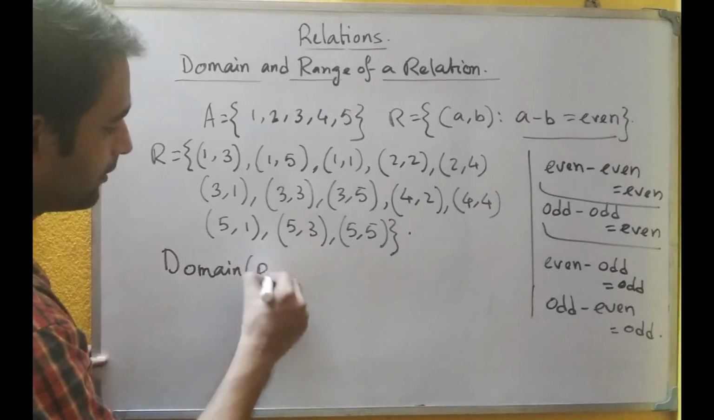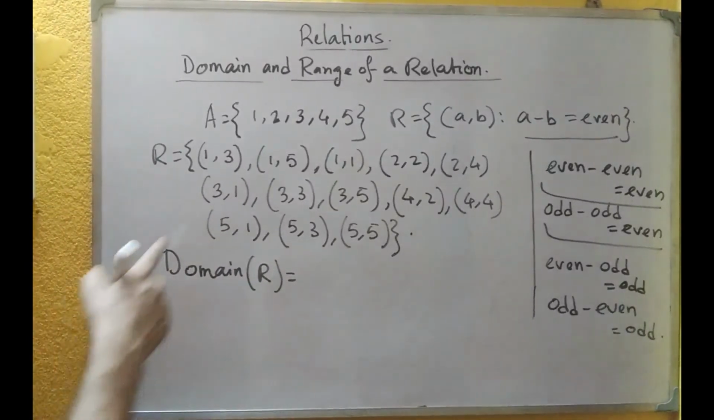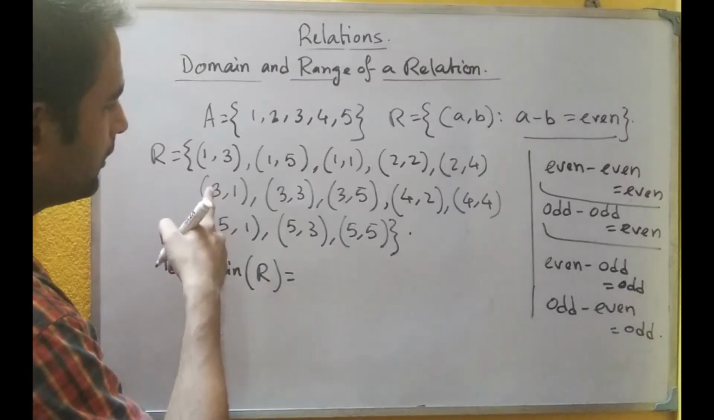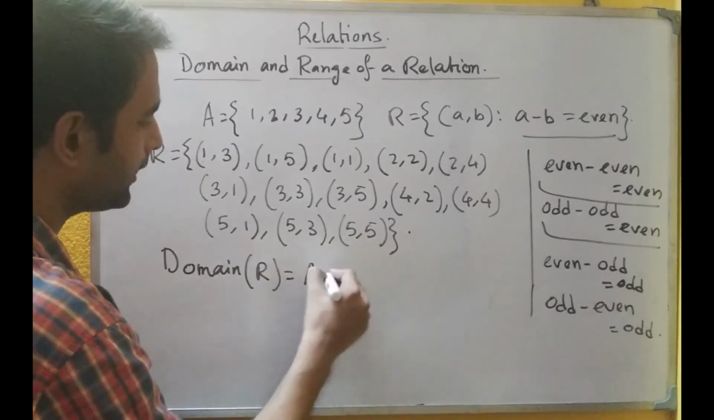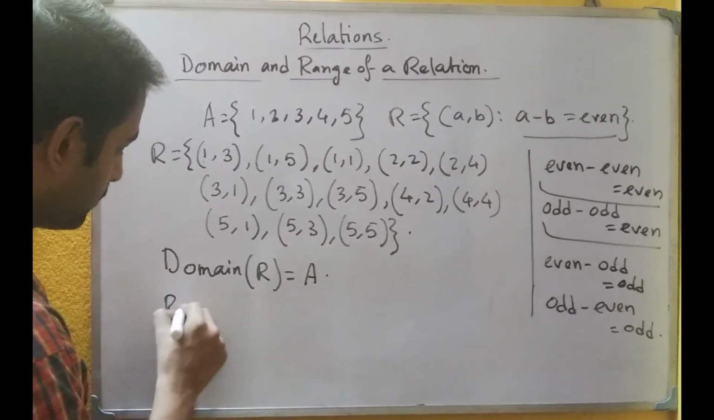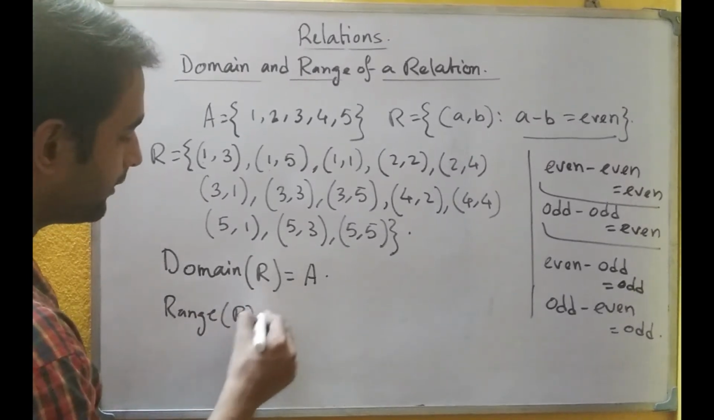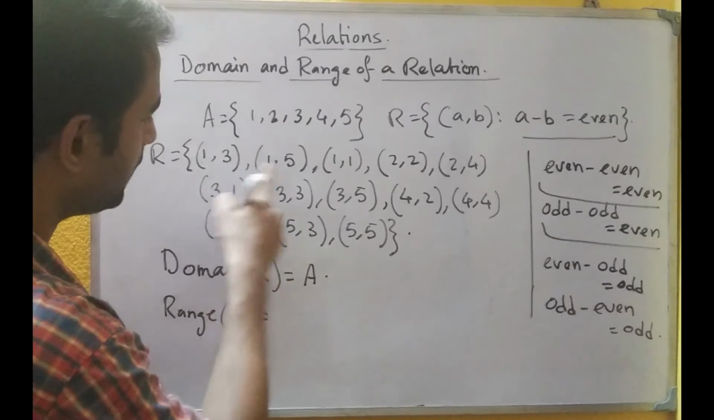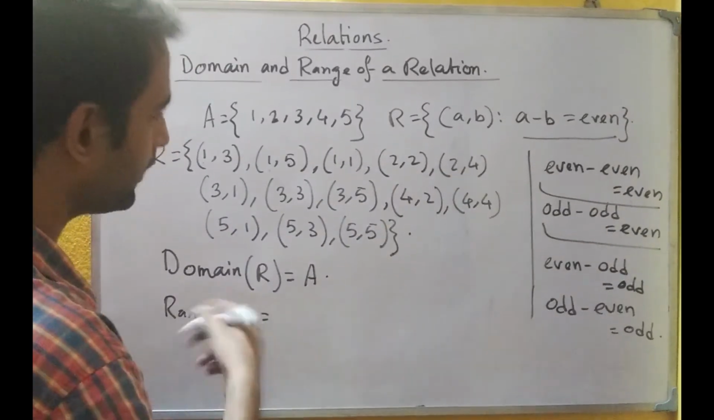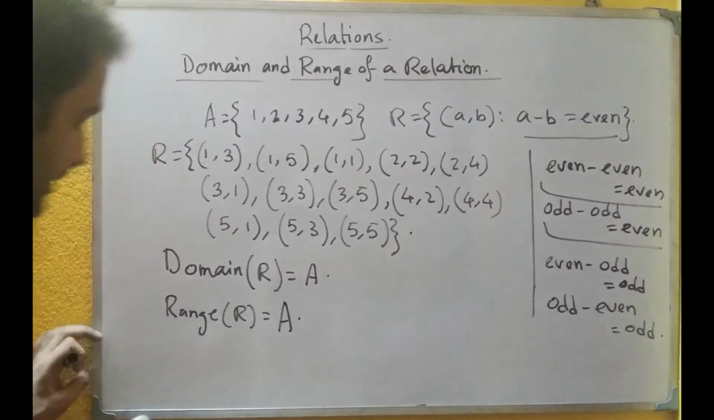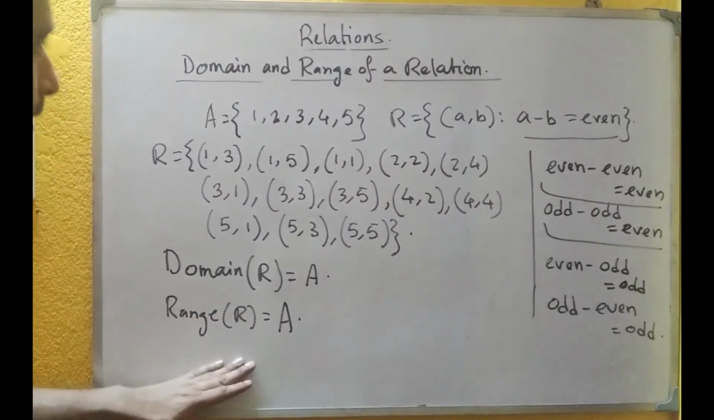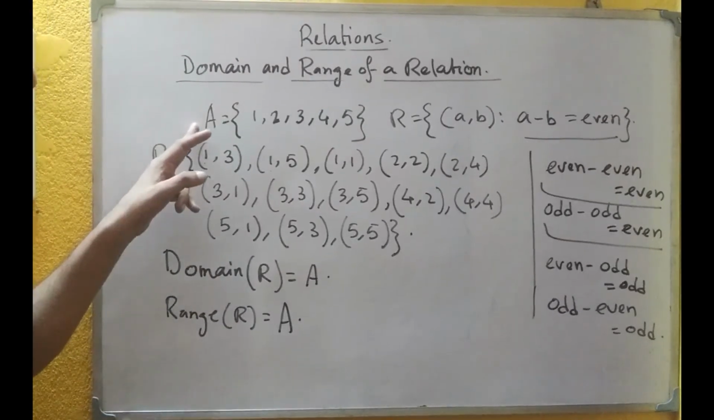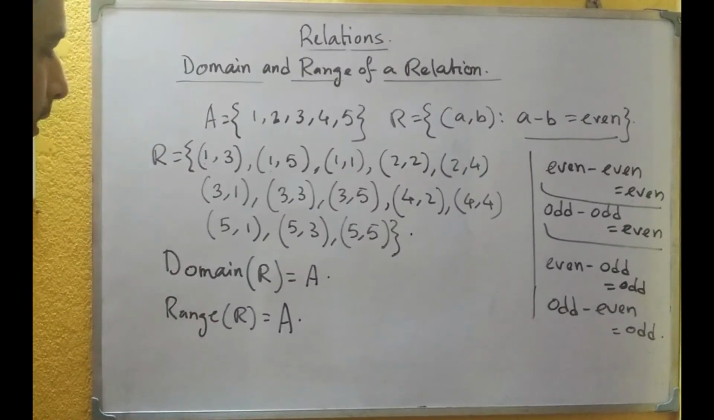So what should be the domain? See, in the domain, it is 1 here, then 2, then 3, then 4, then 5. So we can say the domain is the same set A. And also in the range, see again, we are having all the elements, that is 3, 5, 1, 2, 4. So we get all the elements. So again we write the range as also A.